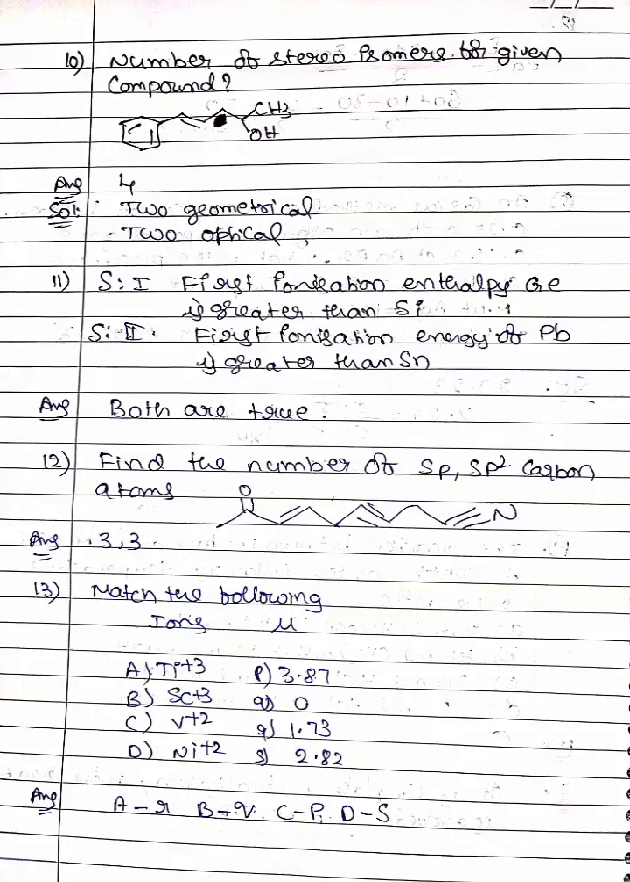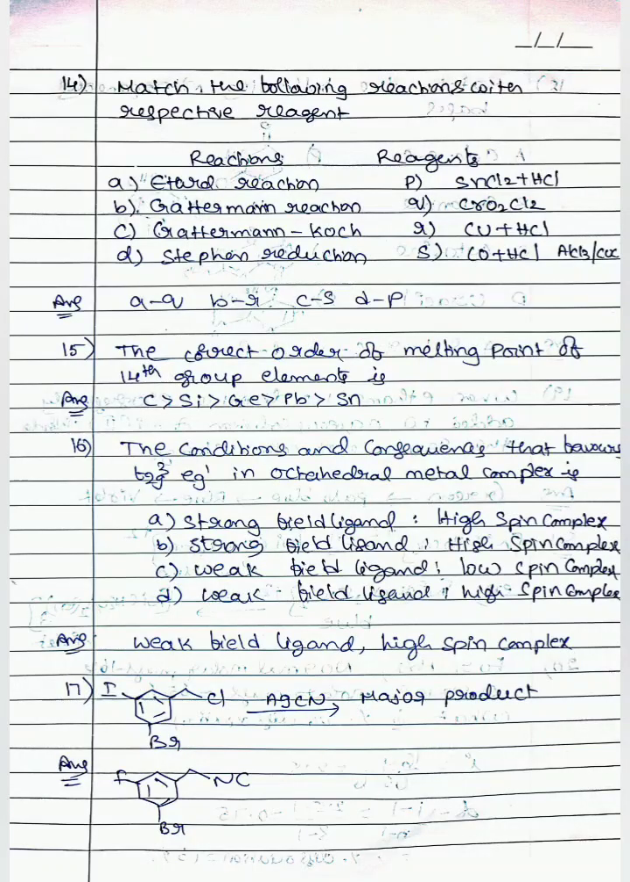The magnetic moment, we can easily match the options here: A-R, B-Q, C-P, D-S. Again repeated a model from the last session. They have given the named reactions and reagents and are asking us to match them. Etard reaction is CrO2Cl2, Gattermann reaction is Cu/HCl, Gattermann-Koch reaction is CO/HCl, and Stephen reaction is SnCl2/HCl. So very important model. Repeatedly they are asking it in the same year JEE Mains.